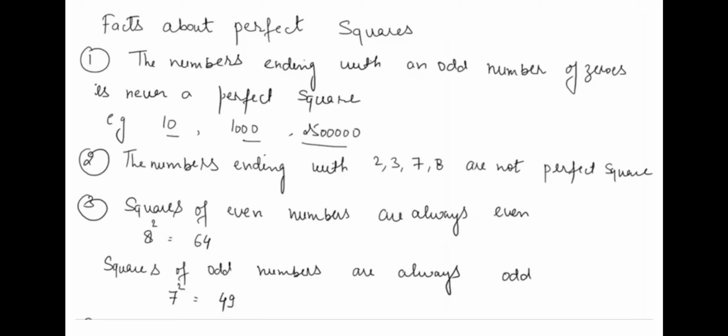And squares of odd numbers are always odd. For example, 1 square is 1, which is odd. 7 square is 49, 49 is odd. So these are the facts.